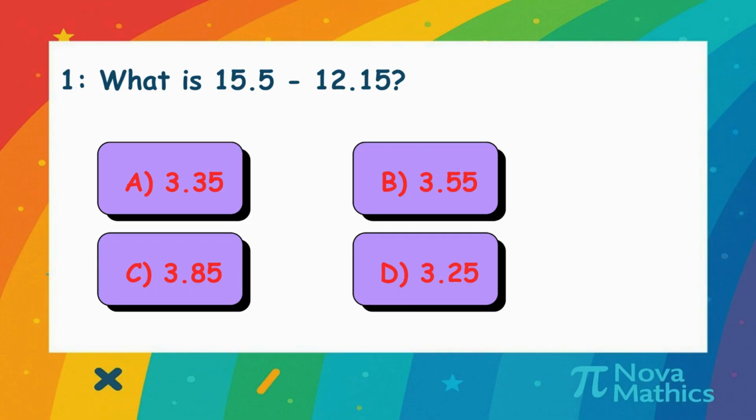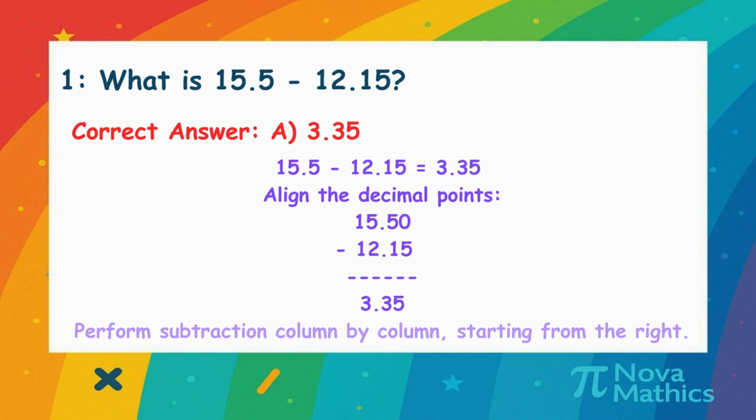1. What is 15.5 minus 12.15? Correct answer is 3.35. Think of it like regular subtraction, just with decimals. You'll get 3.35.